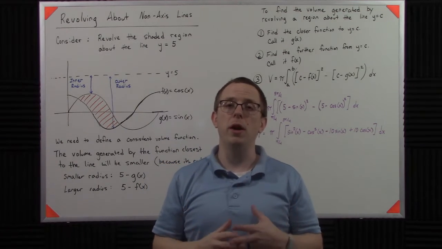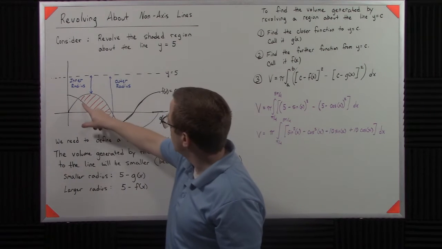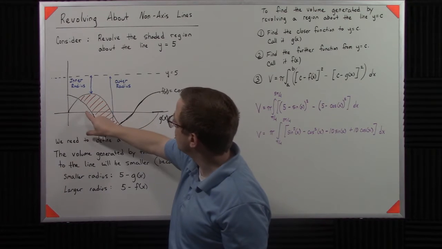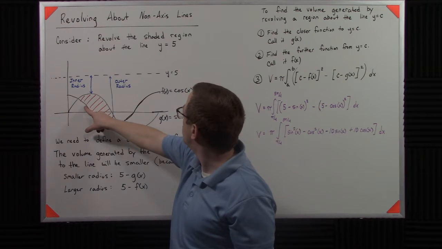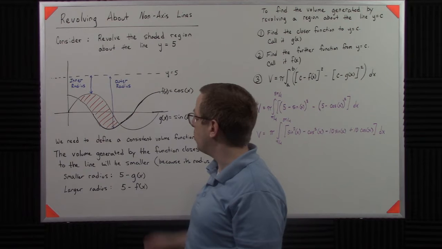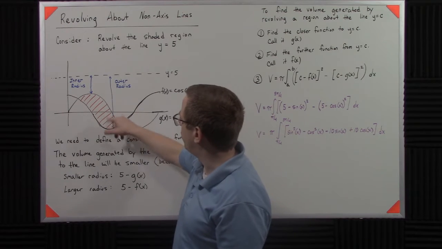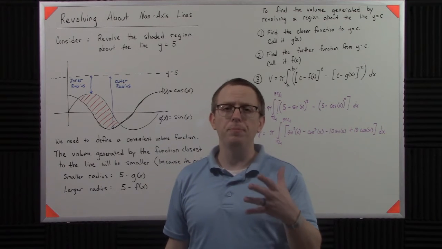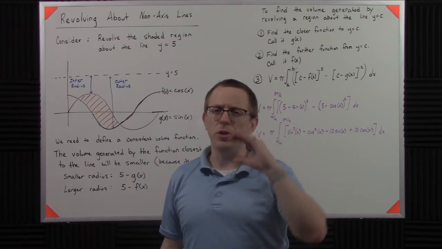If we were doing this around the x-axis, for instance, we would say, okay, well, the outer function is the sine function because it's further away from the x-axis. And the inner function would be the cosine function because it's closer to the x-axis. Pretty simple. You'd have some interesting challenges as you went there. But anyway, that's simple, straightforward. You say, oh, here's my inner and my outer.